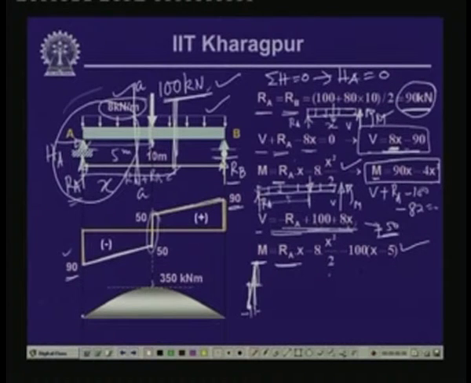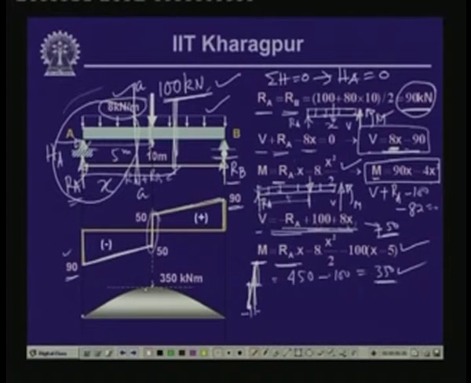Now, here if we substitute the value of x equals 5 again, which is just after the concentrated load point, then this term becomes 0, Ra is equal to 90. So, 90 times 5 is 450 minus 100, this is again equal to 350. So, if you look into that, from both the expressions we get the value of bending moment at this point as 350.